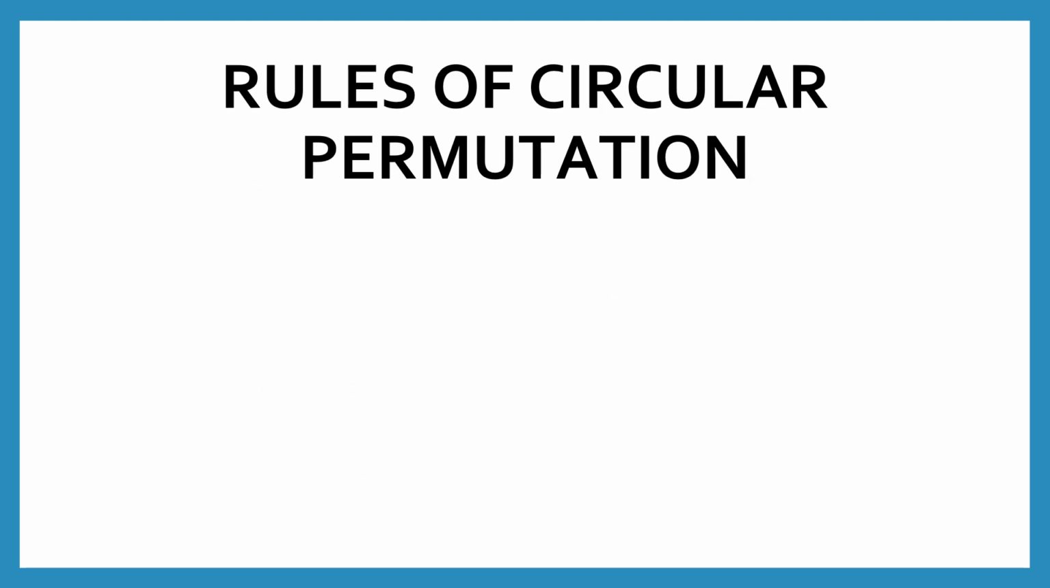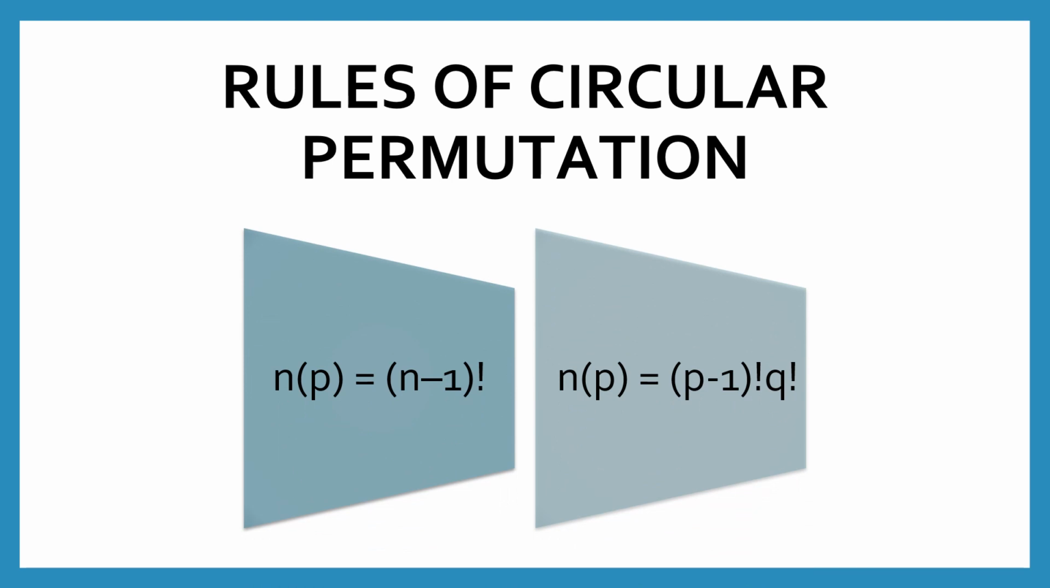Now, rules of circular permutation. A. The number of circular arrangements of n things is given by the left formula. B. The number of circular arrangements of n things, of which p are alike and q are alike, taken alternatively, is given by the right formula.